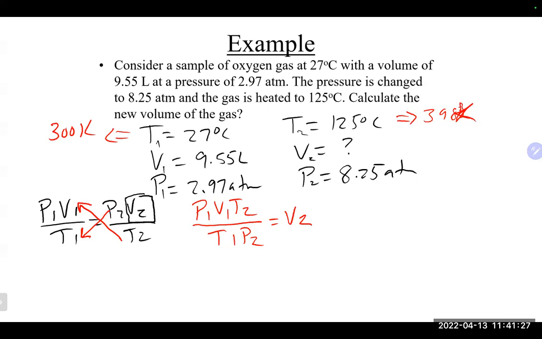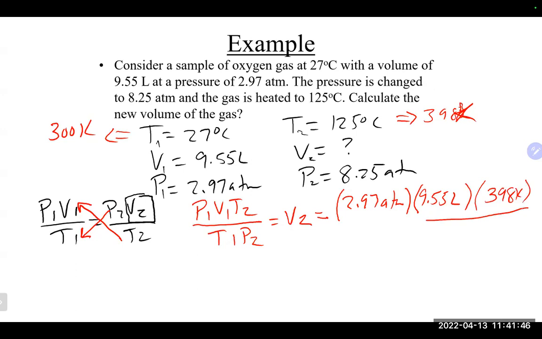That is everybody we need. So we want to put everybody in the right spot. We're going to start with P1, which is 2.97, our V1, which is 9.55 liters. And again, here we actually want T2 up on top, which is 398 Kelvin, divided by our T1 on the bottom, which is 300 Kelvin, and our P2, which is 8.25 atmospheres. The Kelvin up on top and bottom will cancel. The atmospheres up on top and bottom will cancel. That's going to leave us only liters up on top, which is okay because that is a volume.